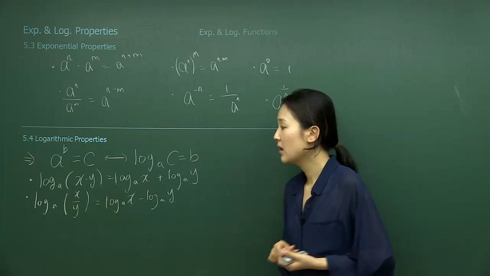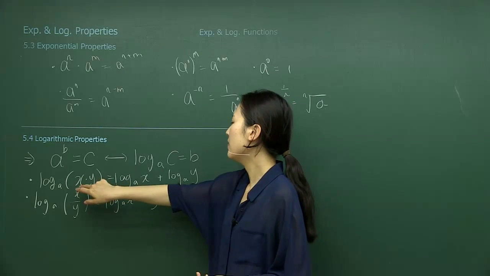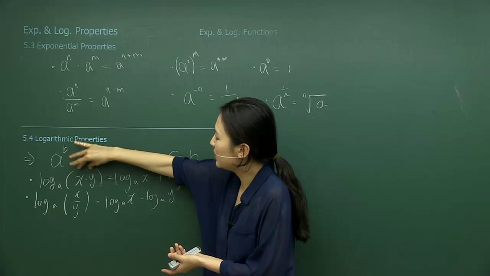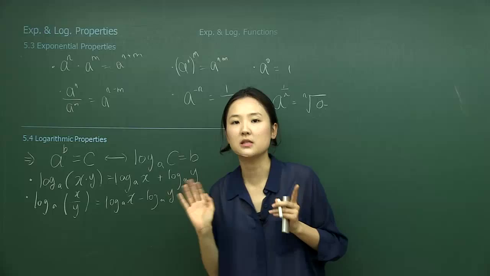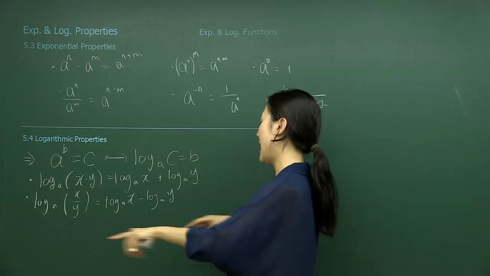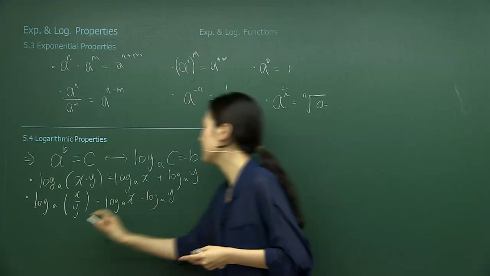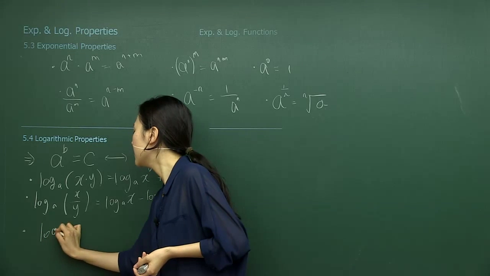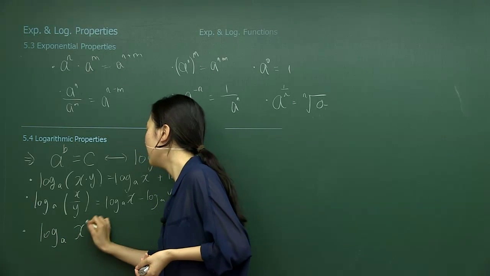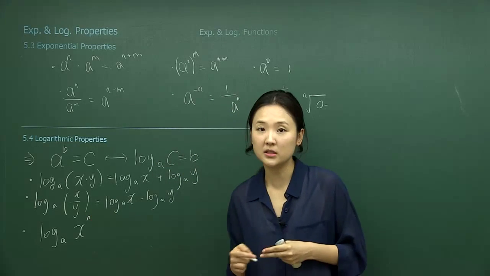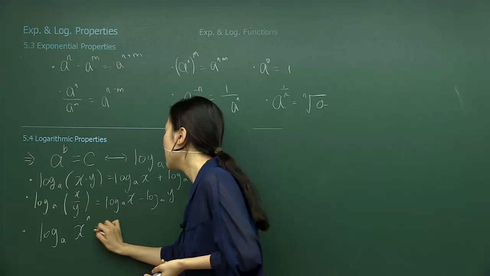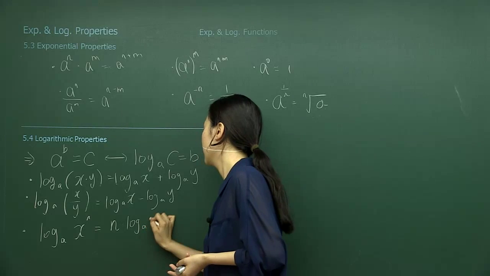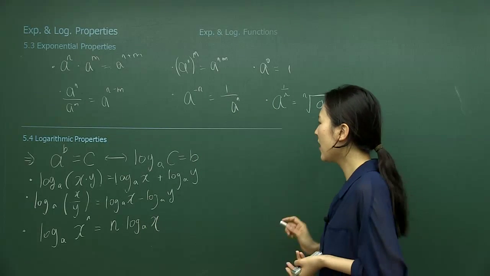So far, so good. If there are any two, a number and a variable, or two variables, being multiplied within the parentheses, you may expand it out as a sum, and if divided, as a difference. And next, and this is really, really important, guys, and it's really, really simple: if your value has an exponent for itself, then you may bring the exponent to the front as a coefficient to the log. Okay, next.